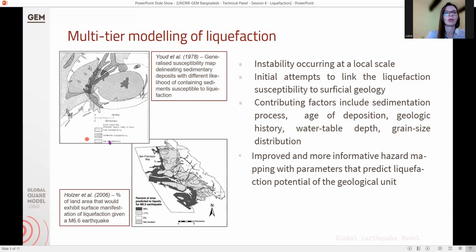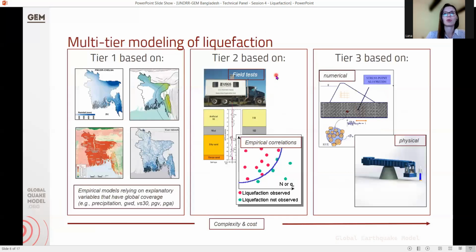However, this kind of information is incomplete and needs to be supplemented with some quantitative data, like shown here, in order to produce the percentage of area that would be covered in liquefaction surface manifestation if an earthquake occurs. Loosely speaking, we group all the models for liquefaction assessment into three categories. Starting from the middle, we have tier 2 or geotechnical models that are well established for site-specific and urban scale assessments, and they rely on field test results and empirical correlations. We refer to them also as semi-mechanistic models.